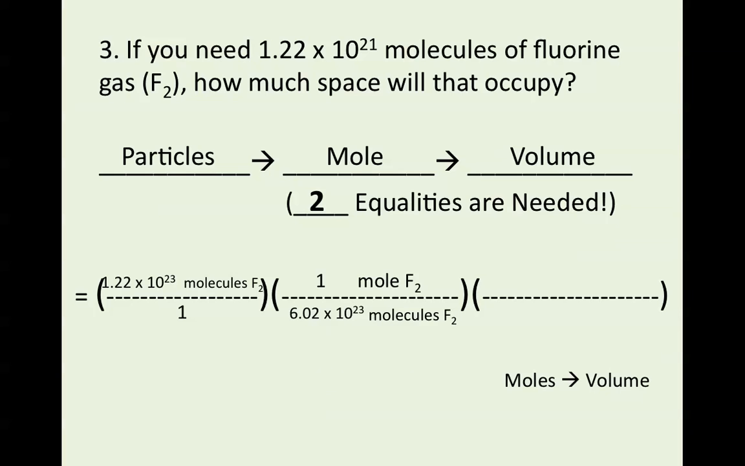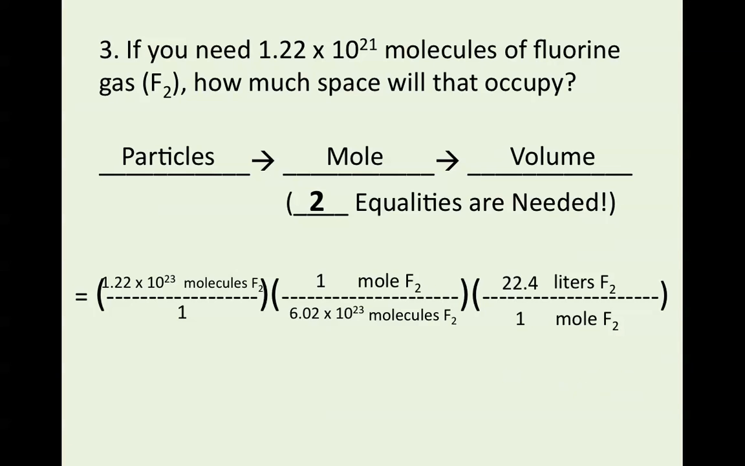Our next equality is going to take us from moles, because remember, if I were to calculate this as is, my unit would be moles. However, I want how much space, or volume. So that's why I need to use the second conversion factor in order to get to volume. So we know that 1 mole of F2 is equal to 22.4 liters of fluorine.